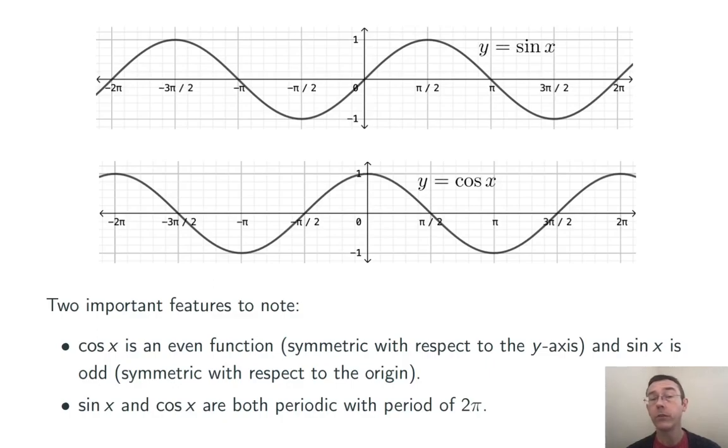Two important features to notice right off the bat. Cosine of x is an even function. It's symmetric about the y-axis. If you replace x with negative x, the y value doesn't change. On the other hand, sine x is an odd function. It's symmetric about the origin. And if you replace x with negative x, the y value changes from positive to negative or negative to positive.